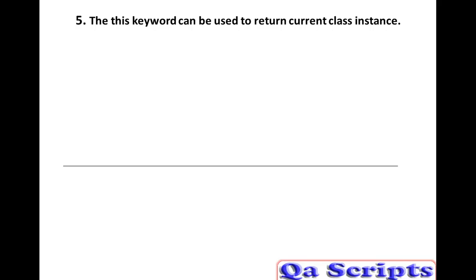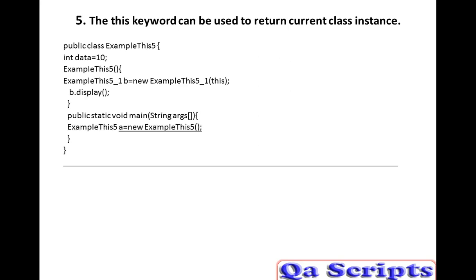This keyword can be used to return current class instance. This is the fifth usage of this keyword. What is that? This keyword can be used to return current class instance. Let us look at a simple example, that is example this 5, that is a class name.